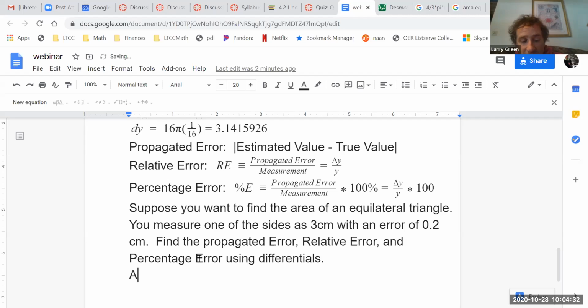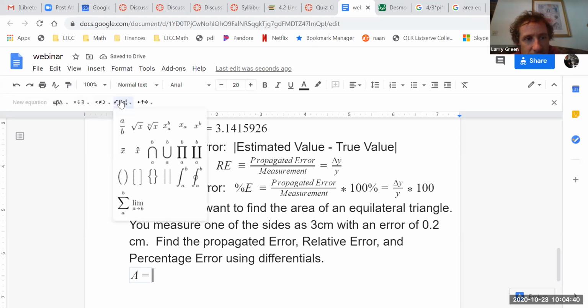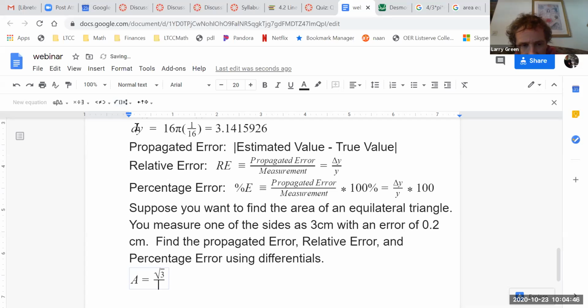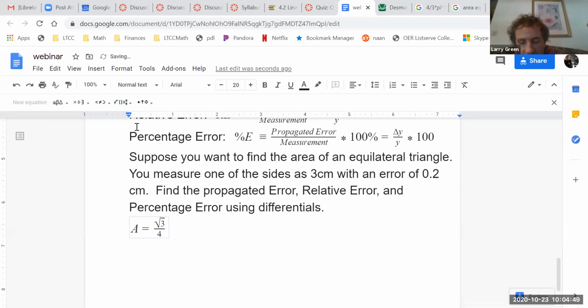All right, so what we can say is capital A, the area, is equal to the square root of 3 over 4 times a squared. And we also know that dA, d capital A, is equal to the square root of 3 over 4 times 2a, or we can say it's the square root of 3 over 2 times a.